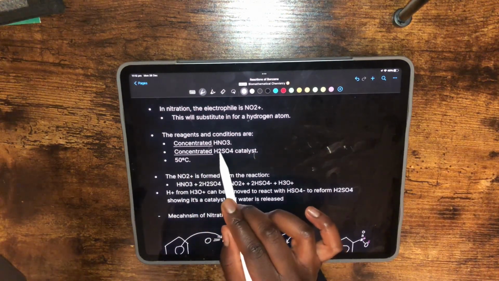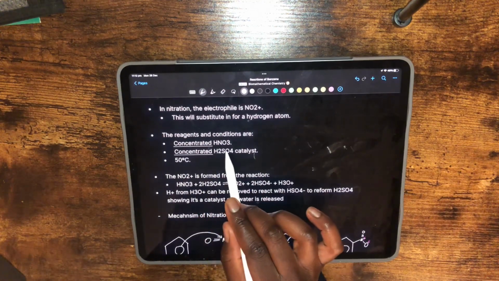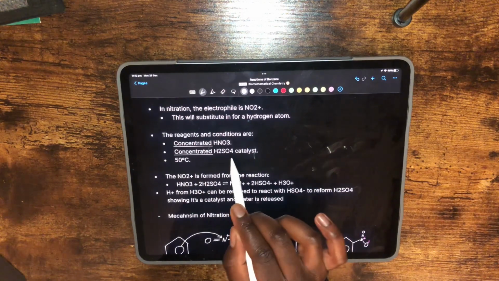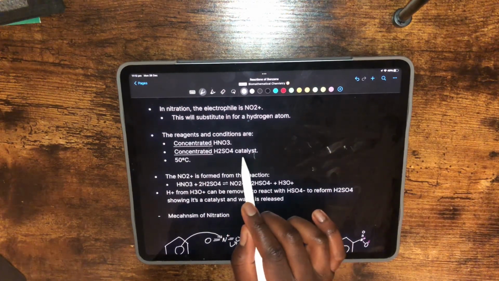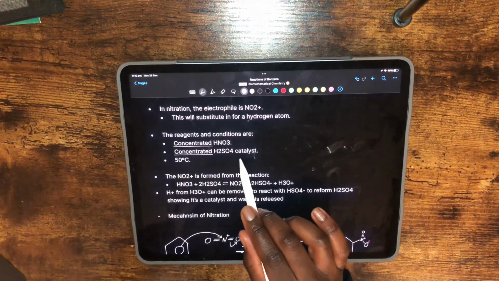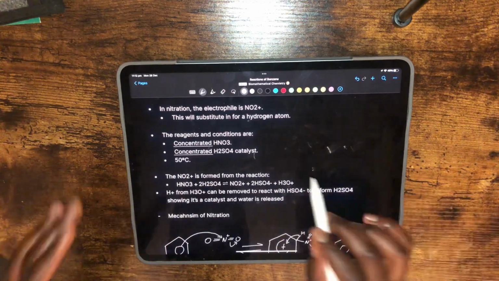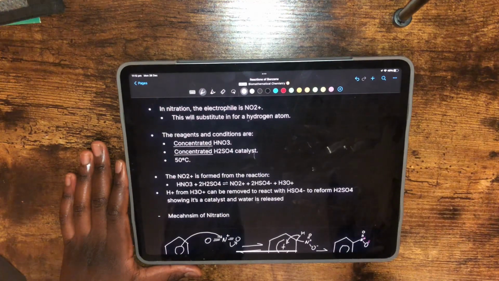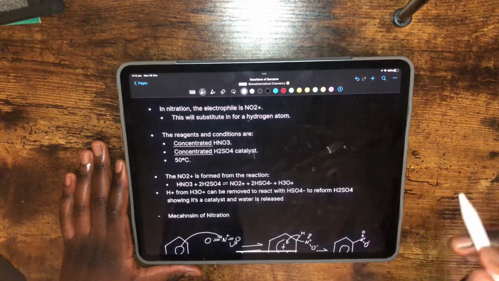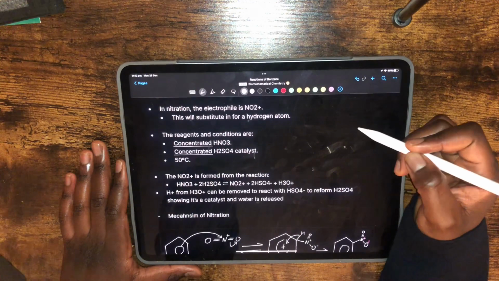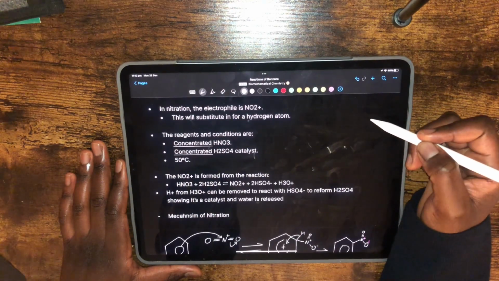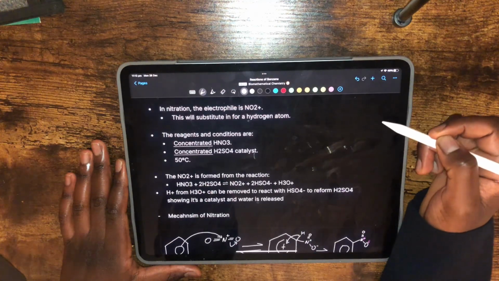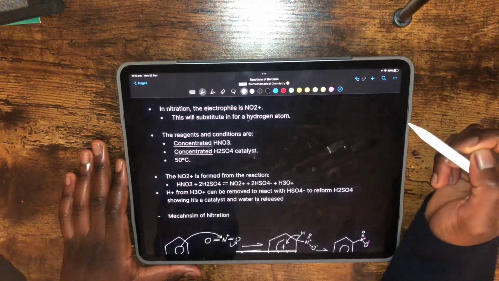It's usually these two here, but they usually say concentrated nitric acid and concentrated H2SO4 catalyst. The H2SO4 is actually a catalyst. You don't need to show it being reformed. I'll explain why, but most importantly, when you're saying it, you get 2 marks or maybe 3 marks. It'll probably be 3 marks: 2 marks for saying nitric acid and H2SO4 catalyst, and another mark for mentioning that they're both concentrated. It has to be concentrated for this reaction.